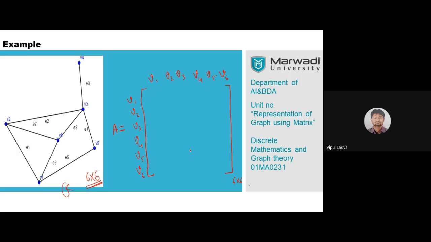Now tell me, what is the entry, is there any connection with V1? Where is V1? V1 is here. Observe, this is V1. Do we have any cycle over V1? No. So this entry will be 0.